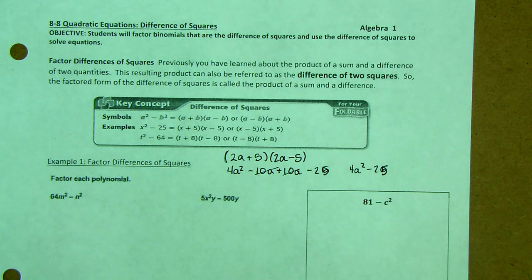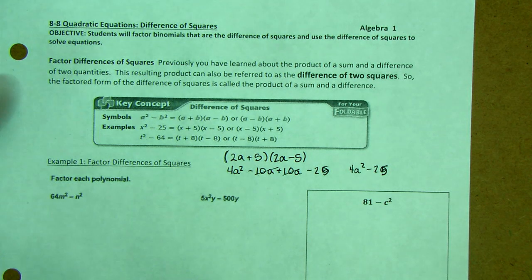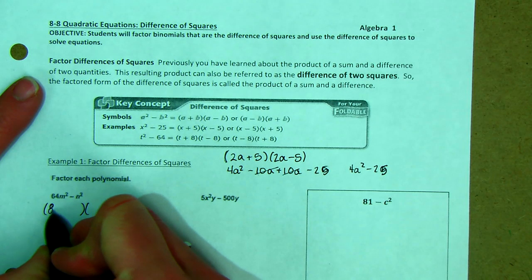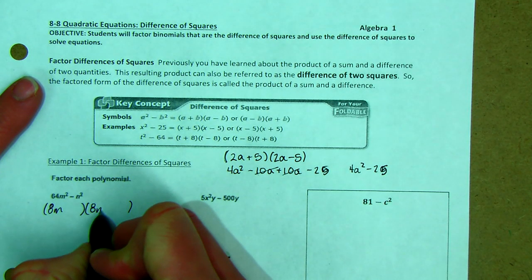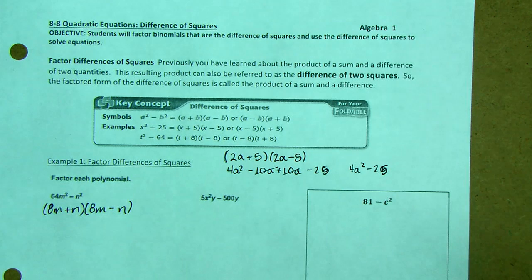We have 64m squared minus n squared. Those are both perfect squares because 64 is a perfect square, m squared is obviously a perfect square, and so is n squared. So we can automatically factor that to 8m plus n and 8m minus n. It's that simple. Okay, so take a look at the second example, because we keep adding all these skills and all these steps together.